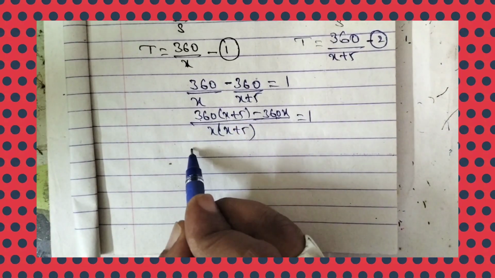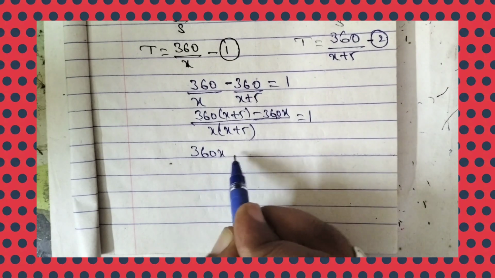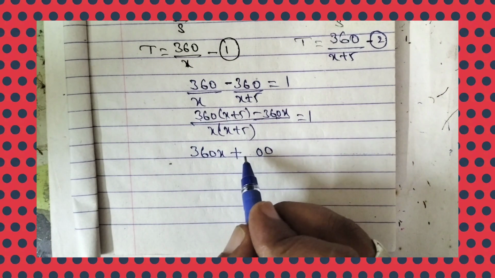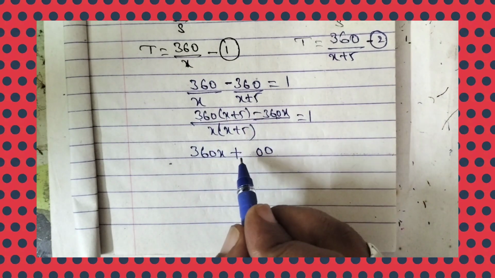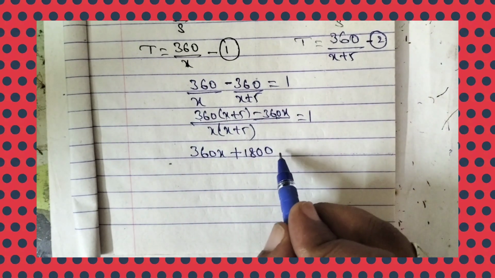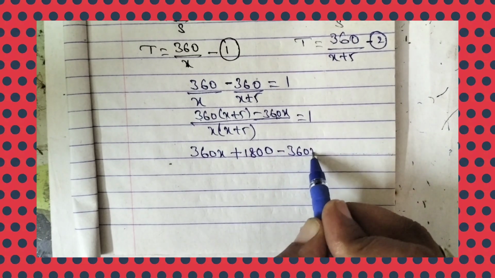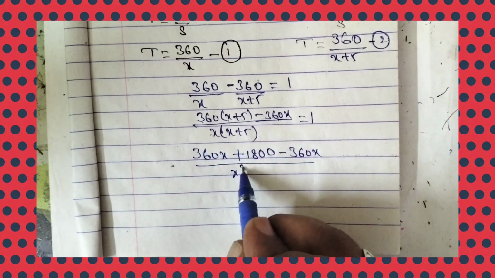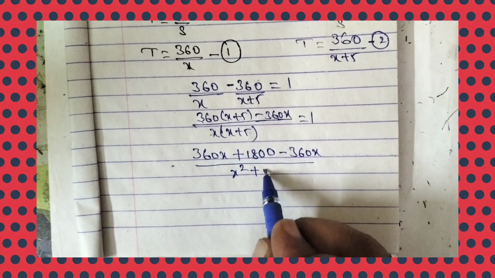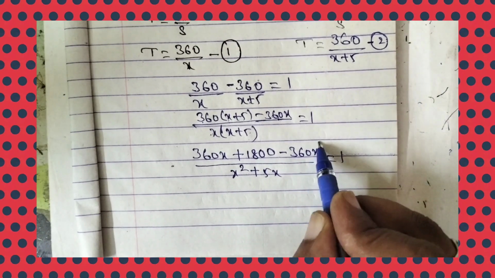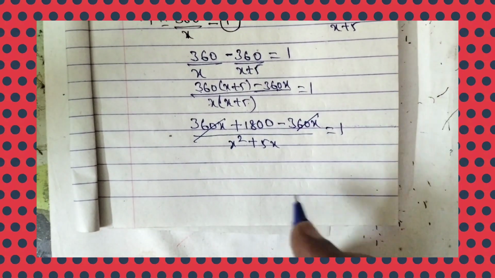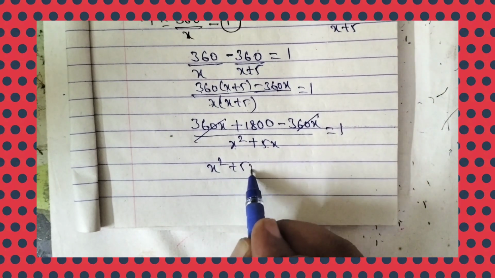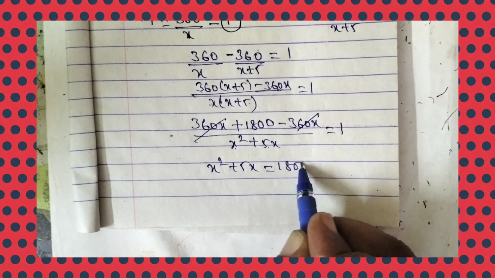So now 360 into X is 360X, plus 5 zeros are 0, 5 6 are 30, 1 carry, 3 carry, then 5 3 is 15, 18, 1800 minus 360X divided by X into X, X square, plus X into 5, 5X, which is equal to 1. Plus 360 minus 360 cancel. X square plus 5X is equal to 1800.